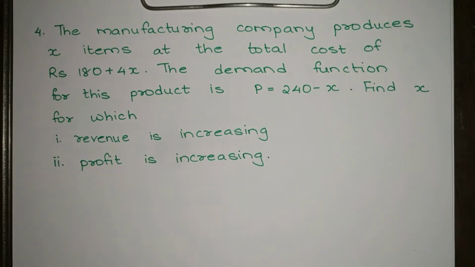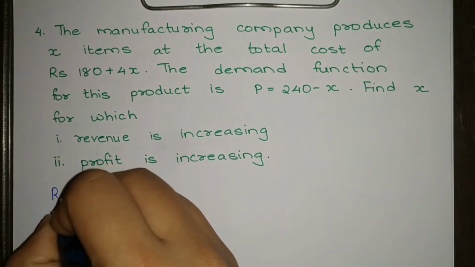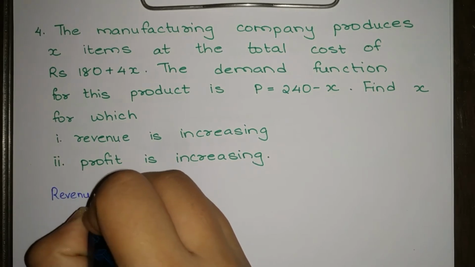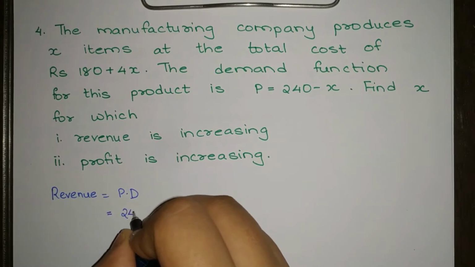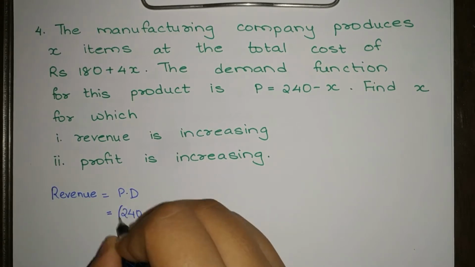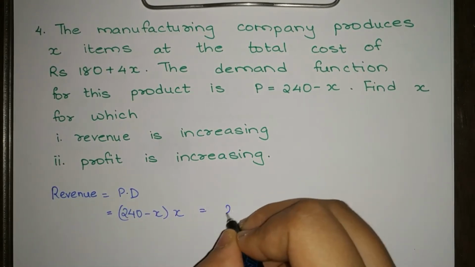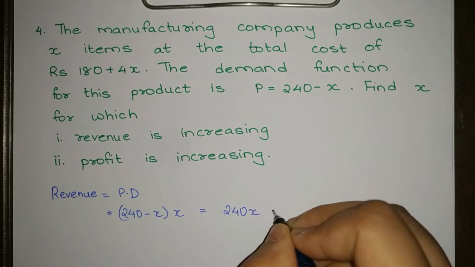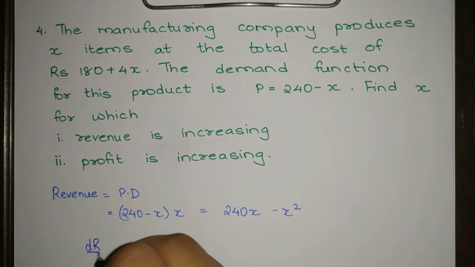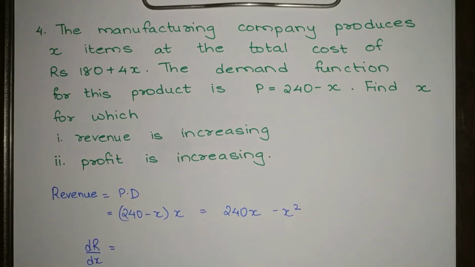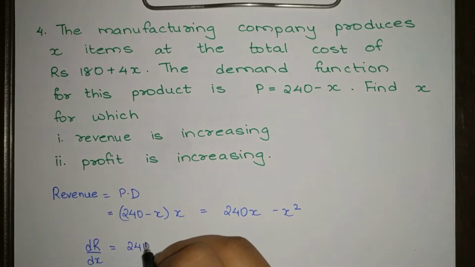So first let us find the revenue. So revenue is equal to price into demand. And here the price is equal to 240 minus x and demand is equal to x. So therefore this is equal to 240x minus x square. Okay. Now after this we have to find x when revenue is increasing. तो इसको differentiate करते हैं. So dR by dx is equal to 240 minus 2x.